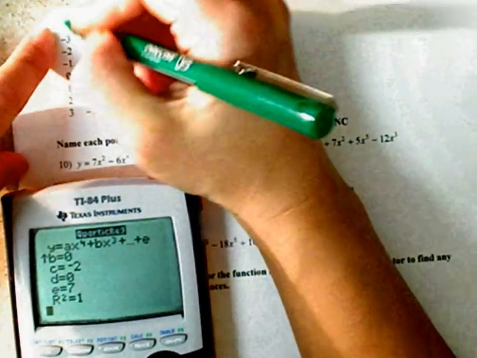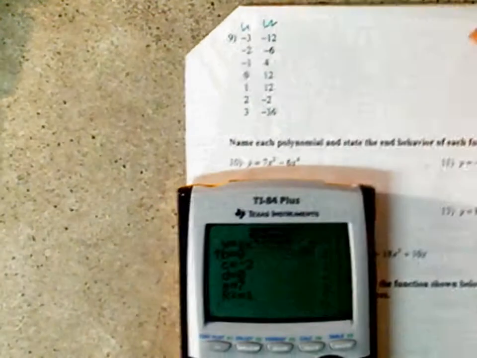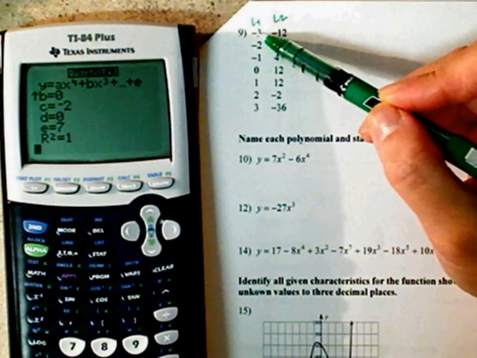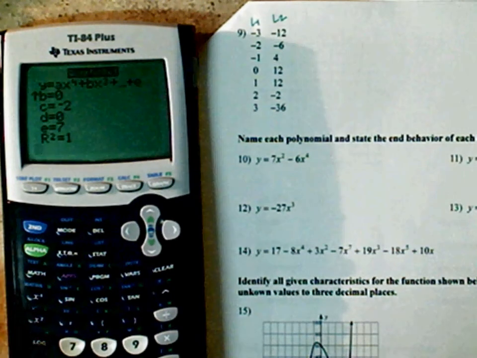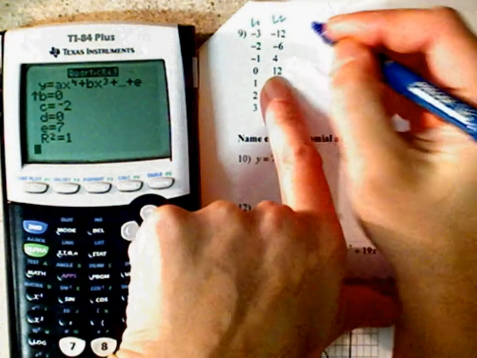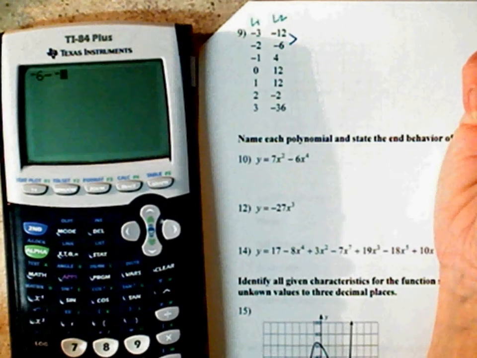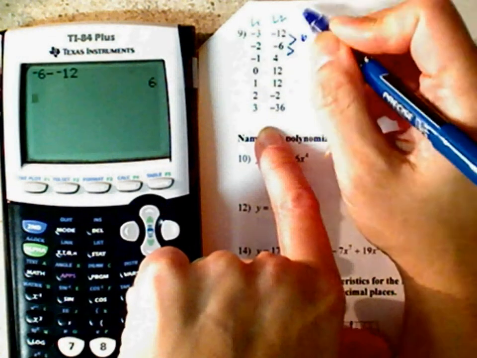Take a look at your x value. This is your L1, this is your L2, this is your x, and this is your y. Okay? Notice this is all increasing by 1. So now, I'm going to use my successive differences to help me determine which regression I'm going to use. So I'm going to take negative 6 minus negative 12, which is basically plus, comes out to be 6. Take your second minus the first.